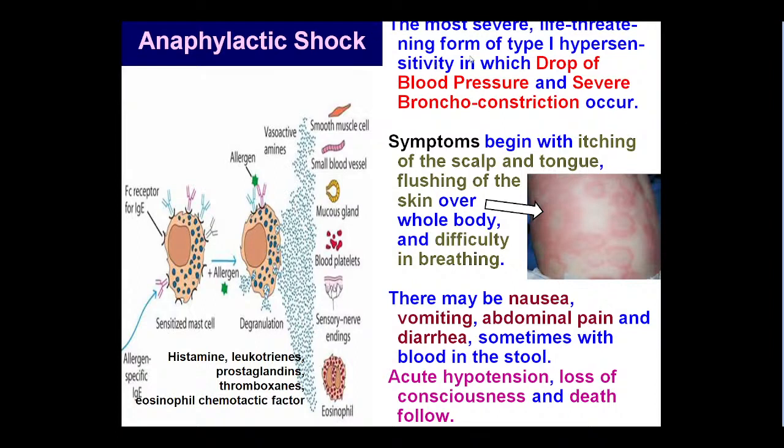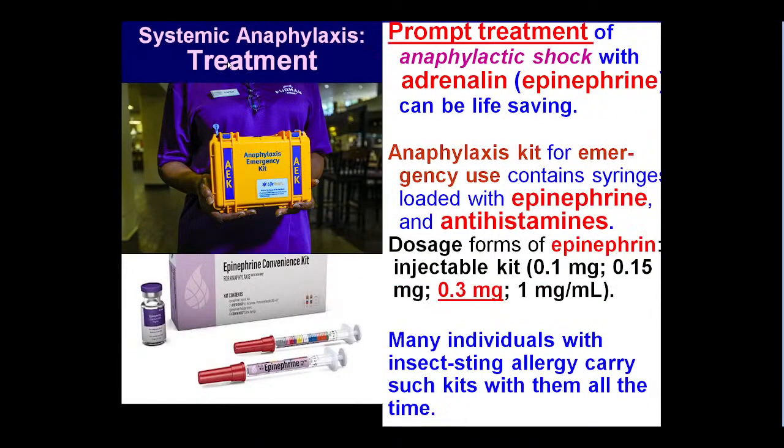The most severe life-threatening form of the type I hypersensitivity is associated with a drop of the blood pressure and severe bronchoconstriction. These are the symptoms of the anaphylactic shock. Initial symptoms are itching of the scalp and tongue pressure, then unconsciousness, kidney failure, heart failure, and risk of death.